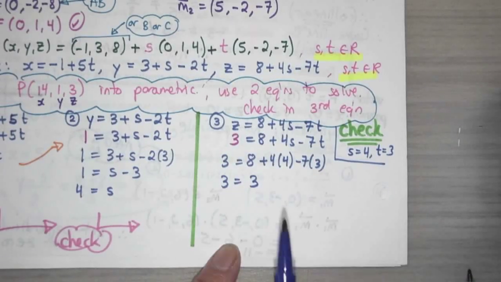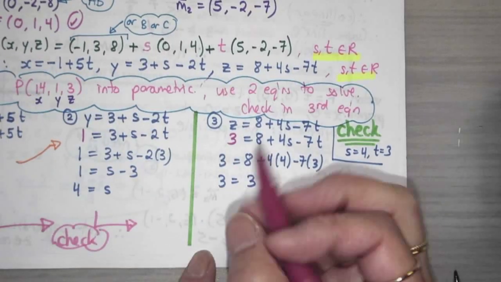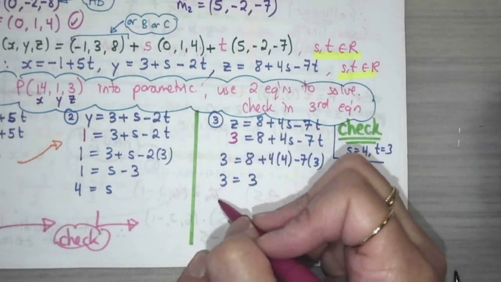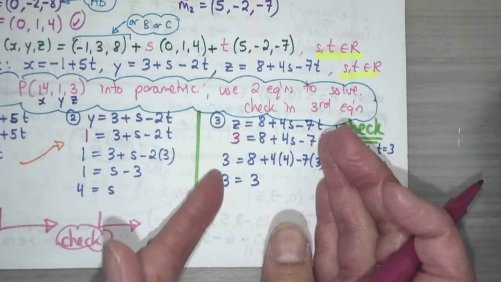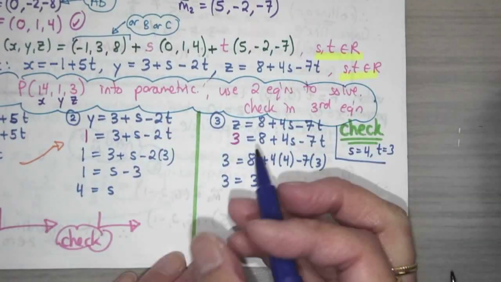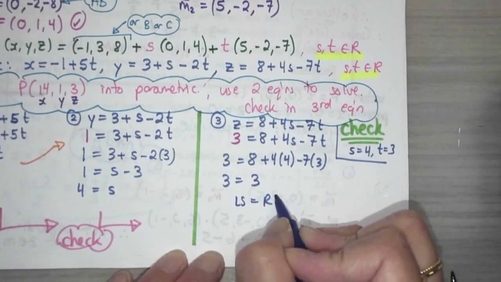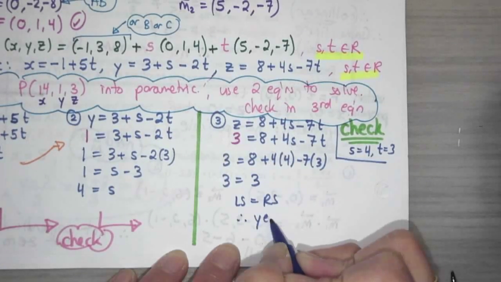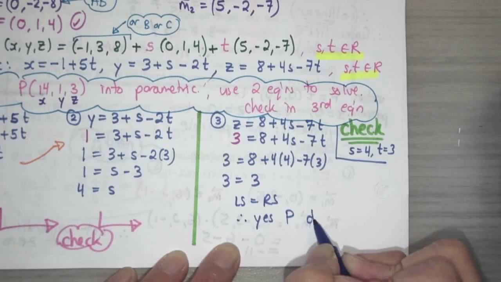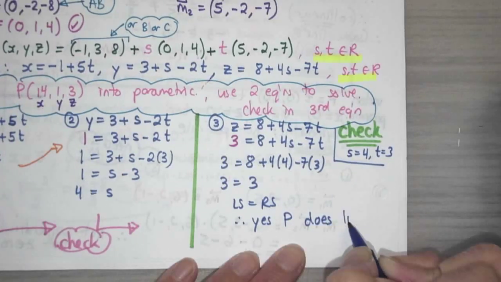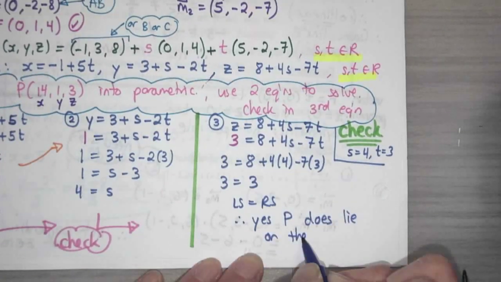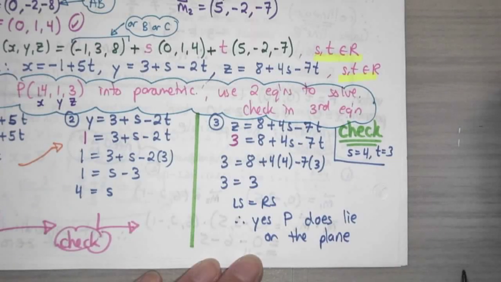If it doesn't equal 3, you would take your pencil and put a slash through it, and say, no, this is where the mistake happens. You're saying this does not equal, and then do your conclusion. So you'd say left side equals right side, therefore, yes, P does lie on the plane. If it doesn't, then you would say, nope, it doesn't, because the left side does not equal right side, and then conclusion.